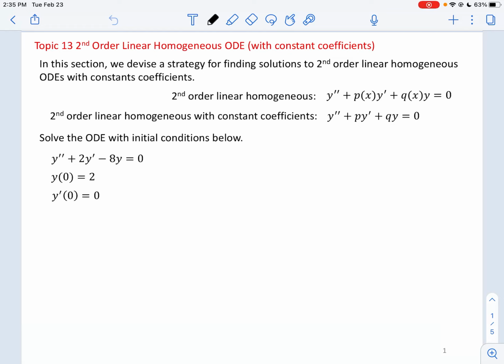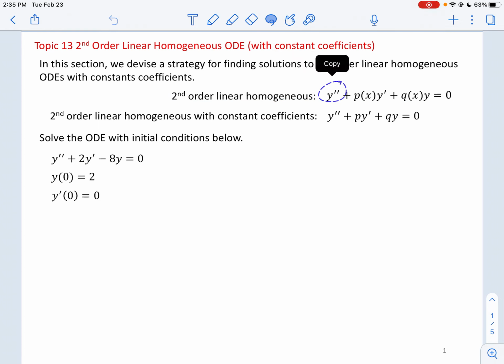Hello, differential equation students. Topic 13, second order linear homogeneous ordinary differential equations with constant coefficients. In this section, we devise a strategy for finding solutions to these kinds of ODEs. Right here, we are seeing that the second order linear homogeneous differential equation can be written in this way.